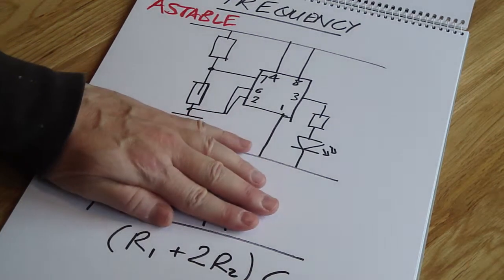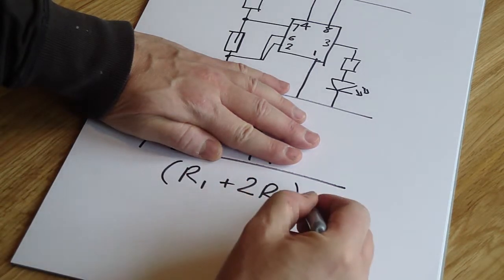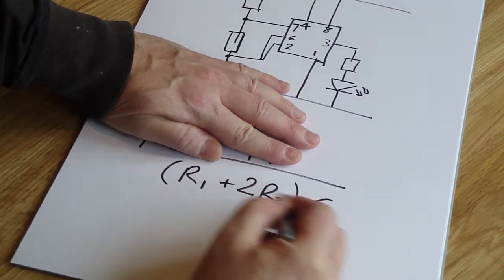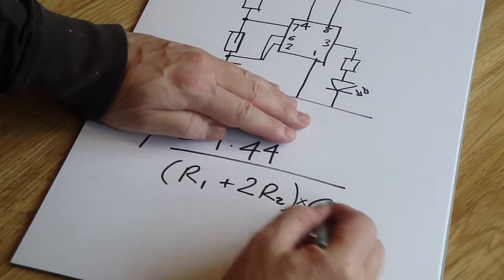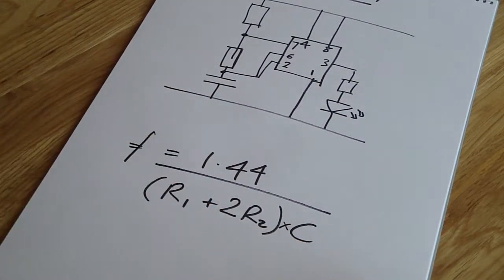Now forget that stuff. You've got a resistor times by a capacitor. That's the same as the T equals C times R side of things, so you'll be familiar with that when we come to that. But when we've done that calculation, we've got to divide it into 1.44. That's really all there is to it.